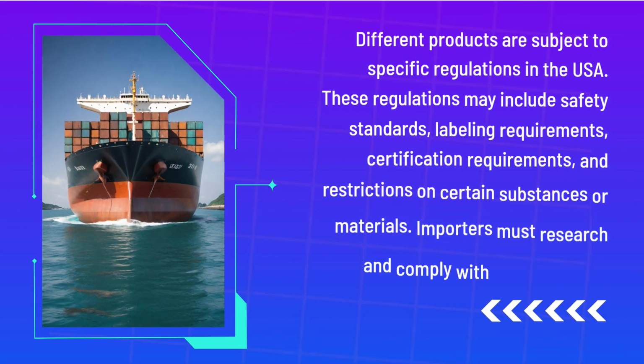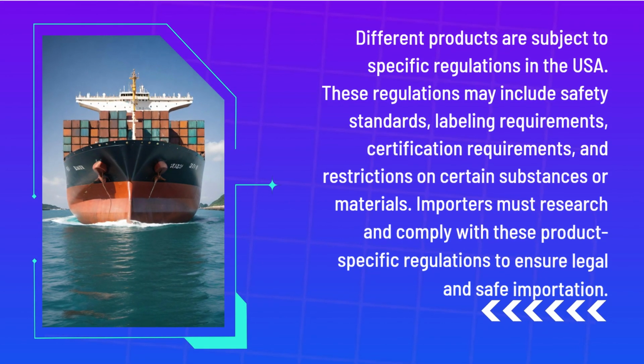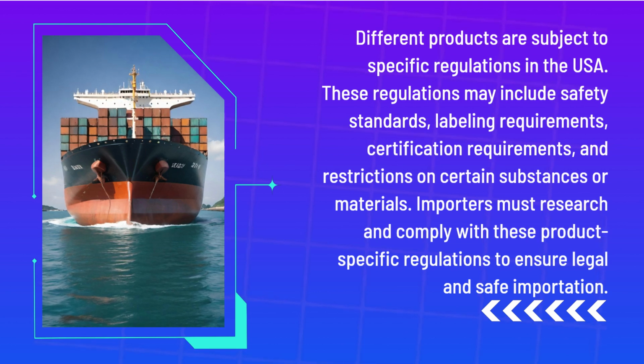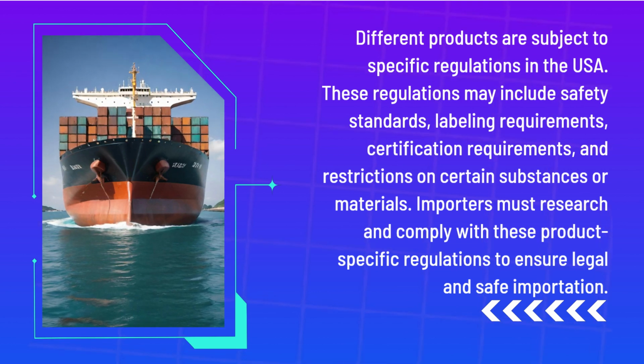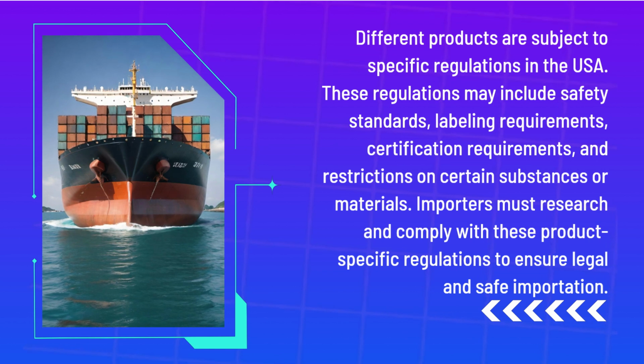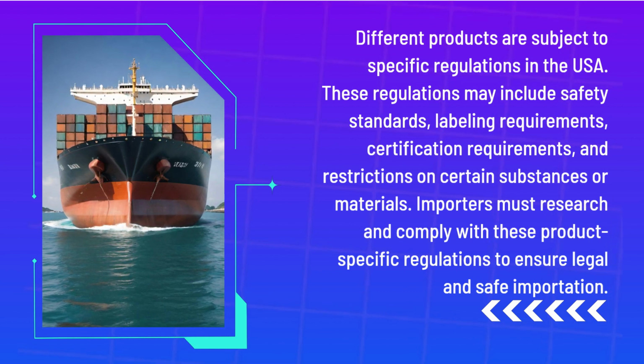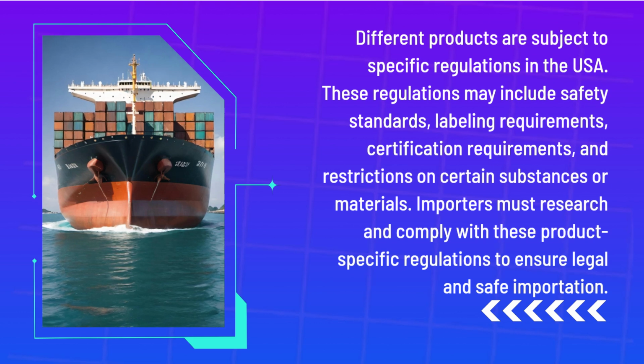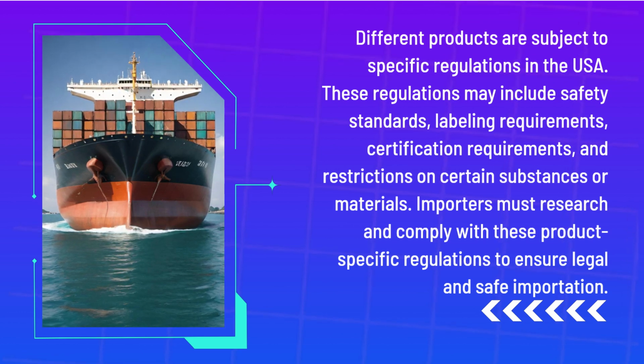Different products are subject to specific regulations in the USA. These regulations may include safety standards, labeling requirements, certification requirements, and restrictions on certain substances or materials. Importers must research and comply with these product-specific regulations to ensure legal and safe importation.